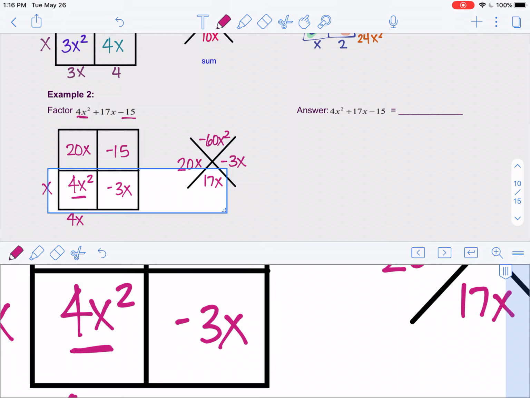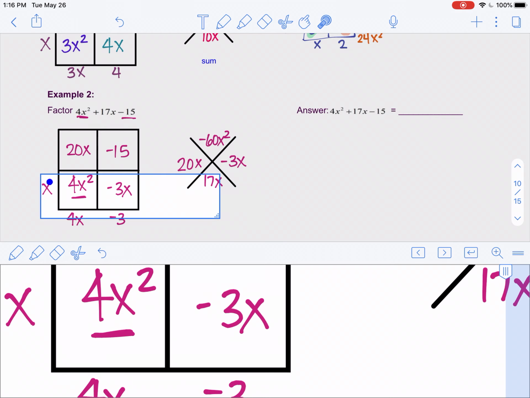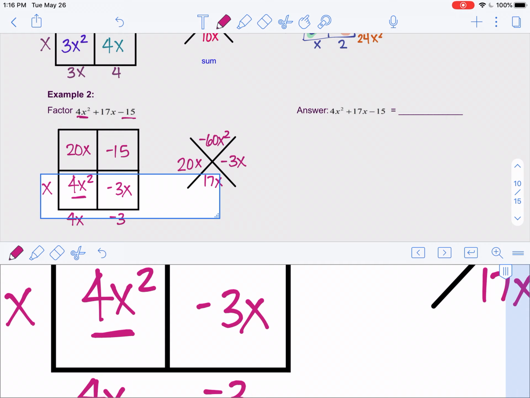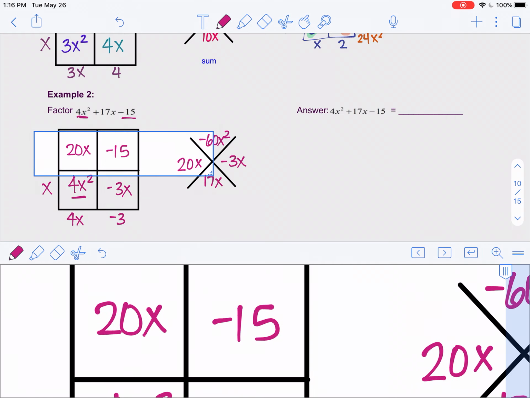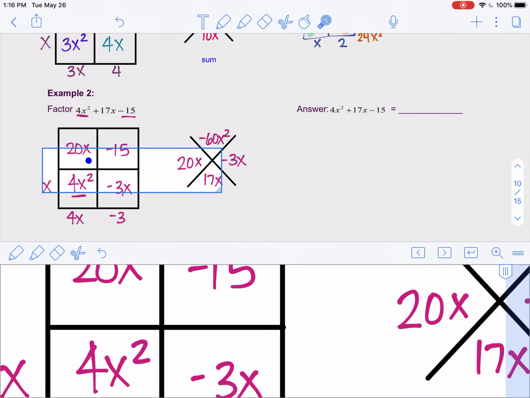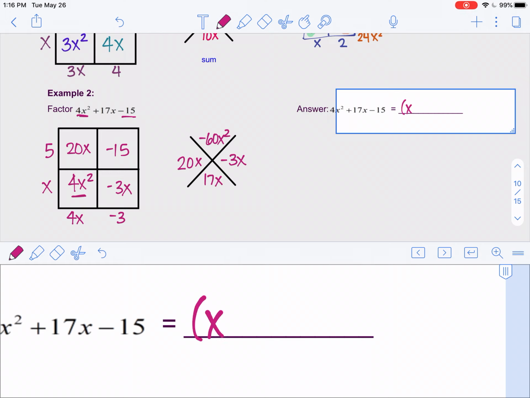Okay, here I'm going to pull out a -3 times both. Another way, if you're not sure if it should be negative or not, if this is already an x, then this would have to be a -3 for this part to be a -3x. And then here, since I already have determined that this is going to be 4x and this box is a positive 20x, then this would just be a 5. Okay. So when I write down my factors then, x plus 5 times 4x minus 3.